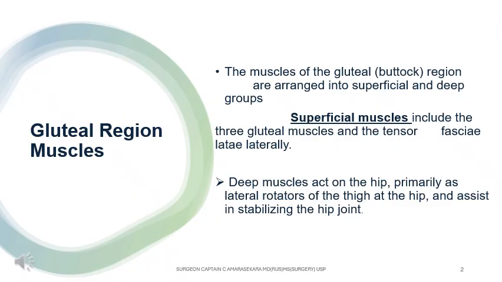The deep group consists of smaller muscles that act primarily as lateral rotators of the thigh and the hip. These include piriformis, obturator internus, gemelli, and quadratus femoris. They also assist in stabilizing the hip joint, an important consideration when evaluating postural imbalance, nerve compression syndromes, or planning immobilization.